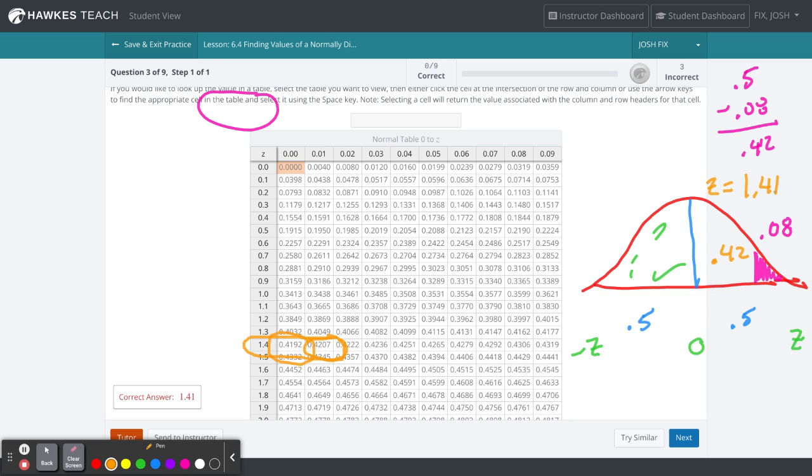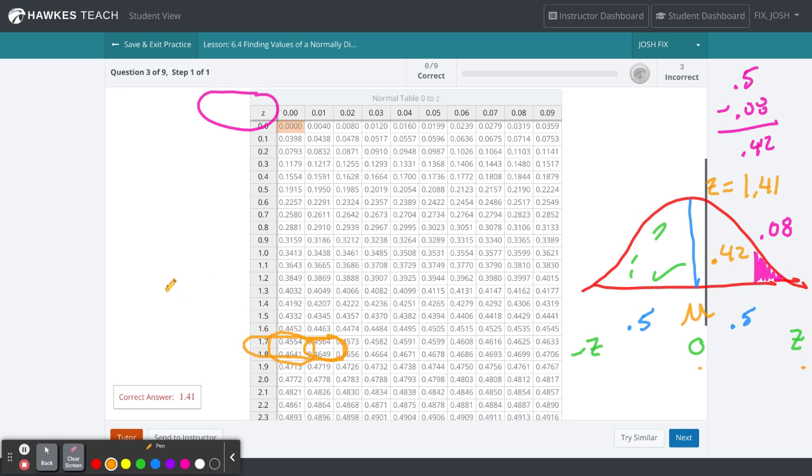Now, what that means is that we are 1.41 standard deviations above the mean. Remember, 0 is the mean. So we look at this guy right here, that's the symbol for mean at 0. And we say, okay, that means that this particular location at 0.08 is 1.41 standard deviations above the mean. So that would be if we were looking at this from 0 to z.